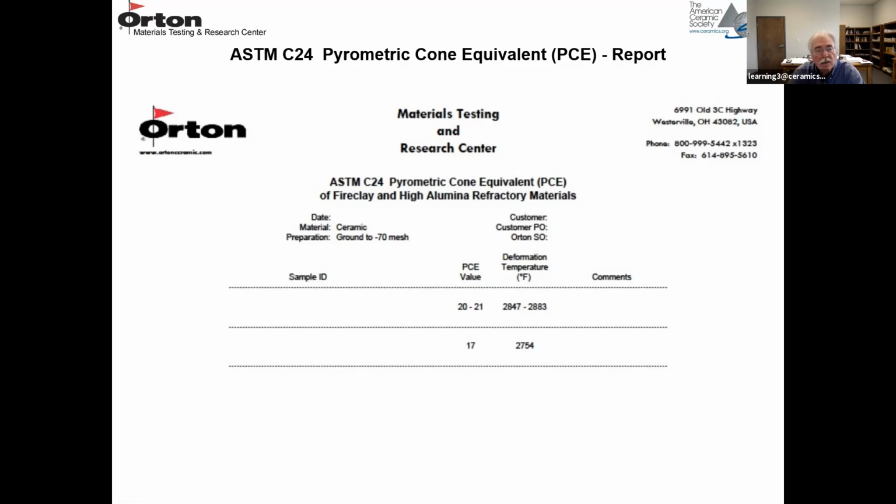So that's the PCE test, and it's used a lot to rank these fire clay refractories. And again, this is where it's deforming quite significantly, and it's basically melting. You can't use material up to its PCE value.